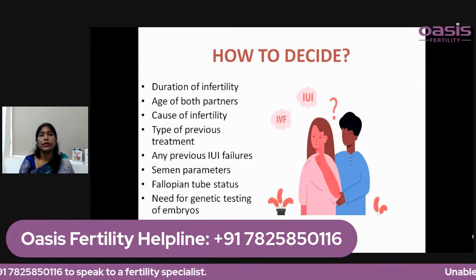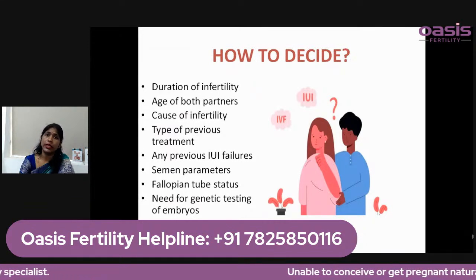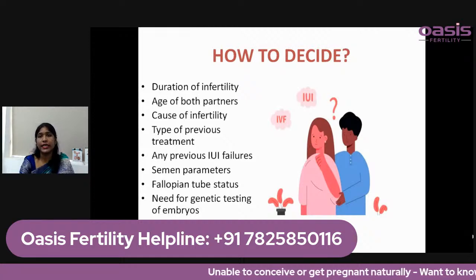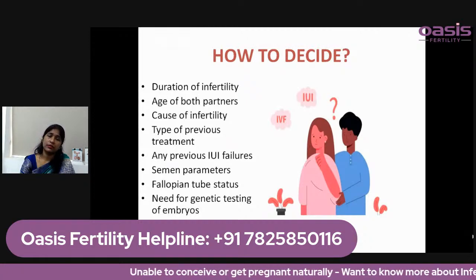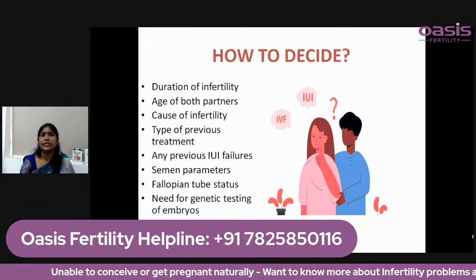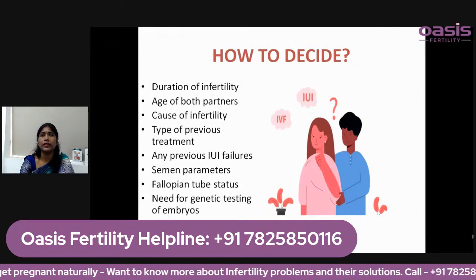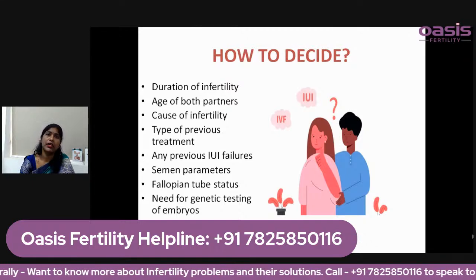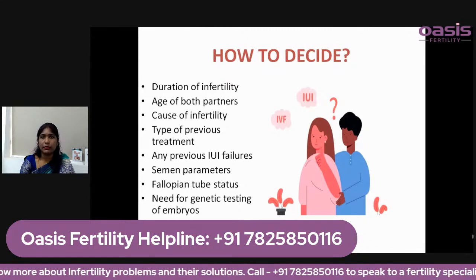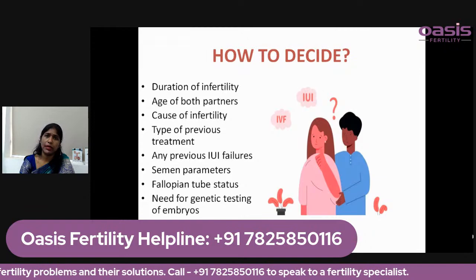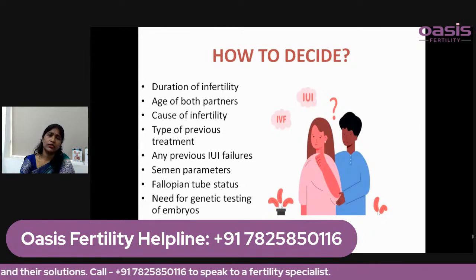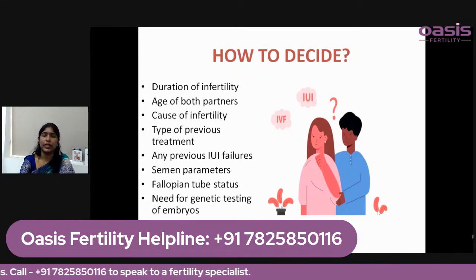Then we also look into the type of previous treatment taken by the couple elsewhere before they have come to us, or if they have already taken any IUI treatment. If a couple has already taken 3 to 6 cycles of IUI, then it is better now to go for the next level of treatment, which is IVF. And also we look into the semen parameters. If the count is very bad or the motility is not at all good, then it is a wise decision to go for an IVF.